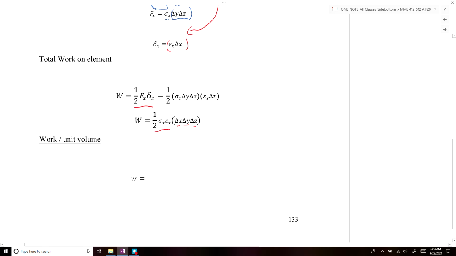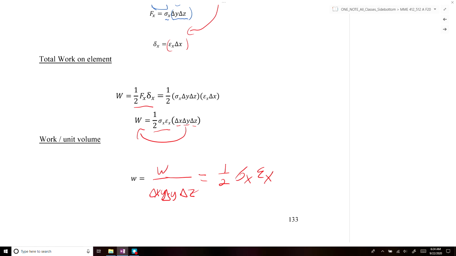So if we divide by our volume on the other side, what we end up getting is that our work per unit volume is just equal to 1/2 our stress in the x direction times our strain in the x direction.